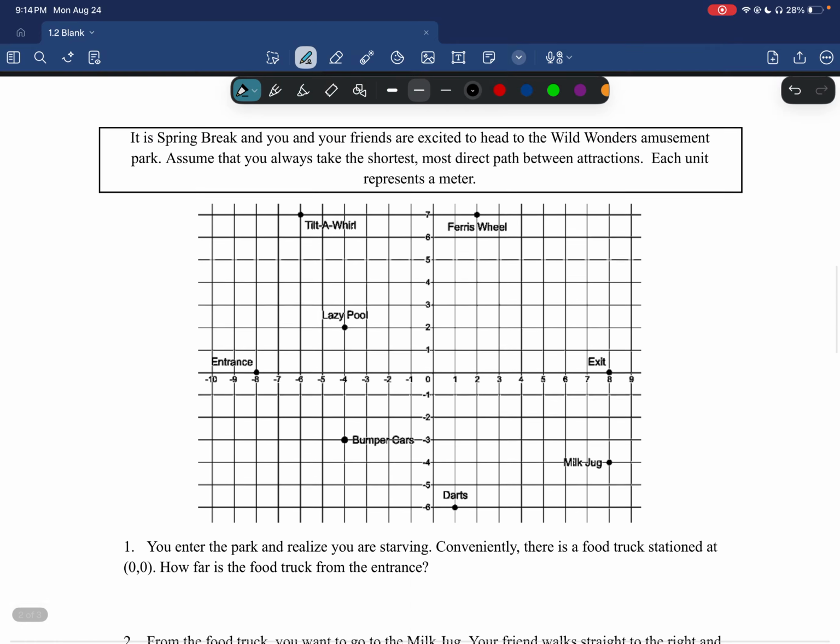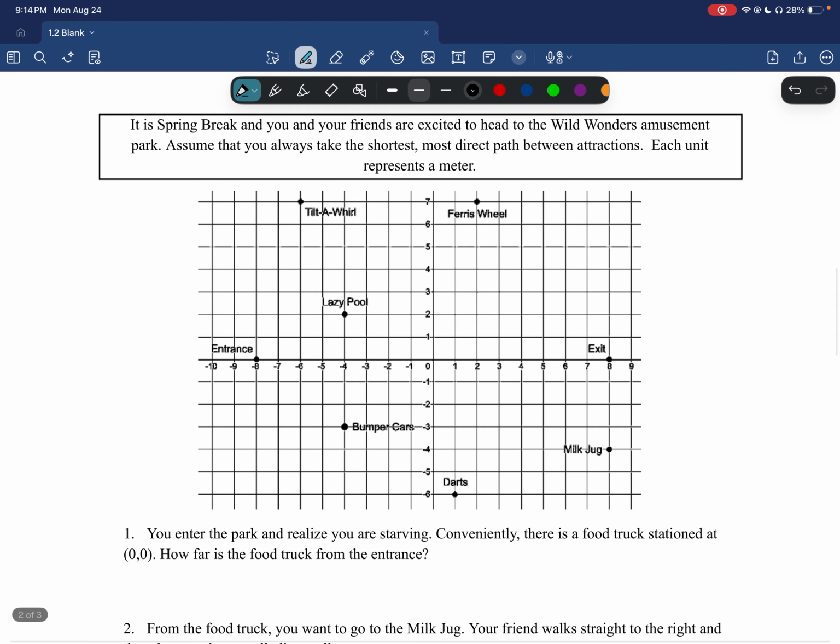All right, on the next slide, it is spring break and you and your friends are excited to head to the Wild Wanders amusement park. Assume that you always take the shortest, most direct path between attractions. Each unit represents a meter. Okay, so every square here is 1 meter.